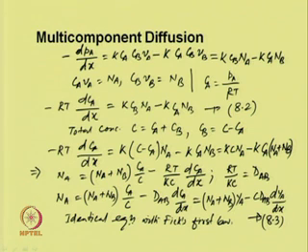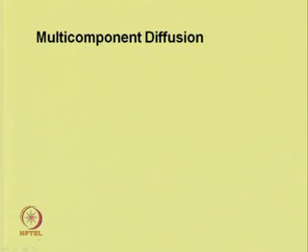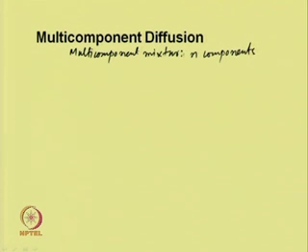Now, if we consider a multi-component mixture, then this equation 8.2 we can write for a multi-component mixture, so n components, and secondly n minus 1 binary mixtures. So, the contribution from all these binary pairs we will have to take into account.